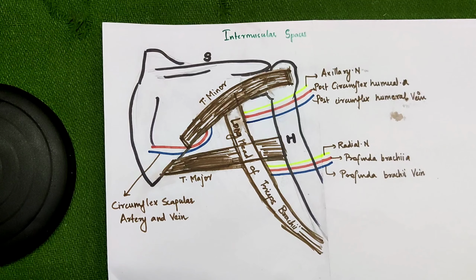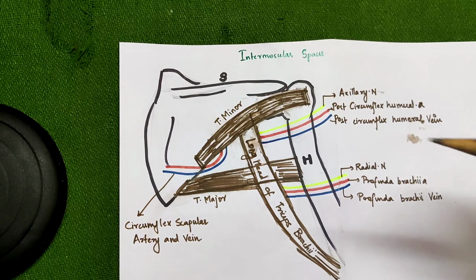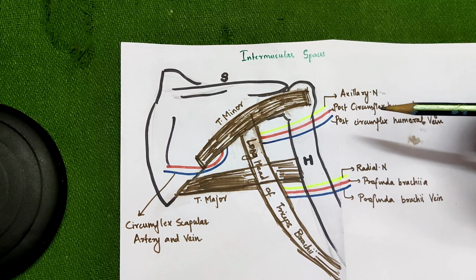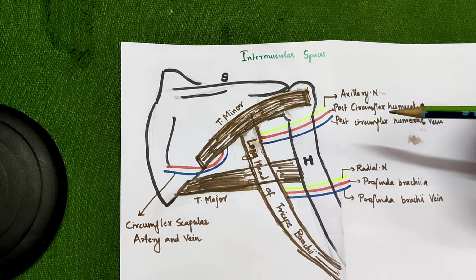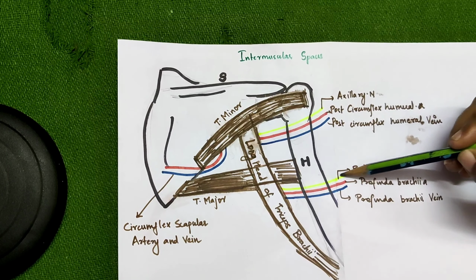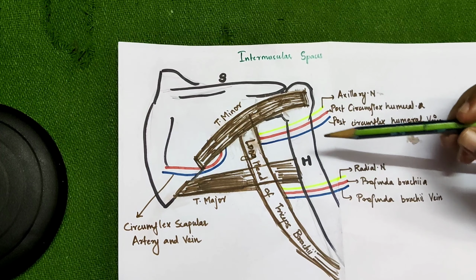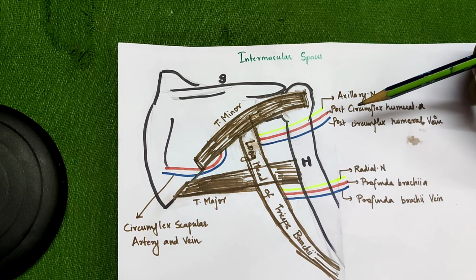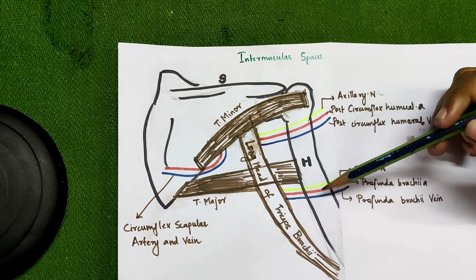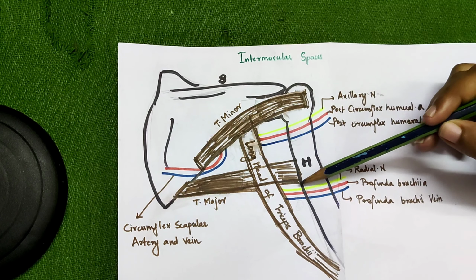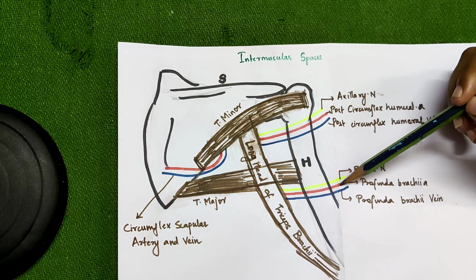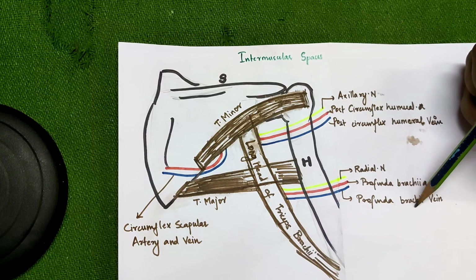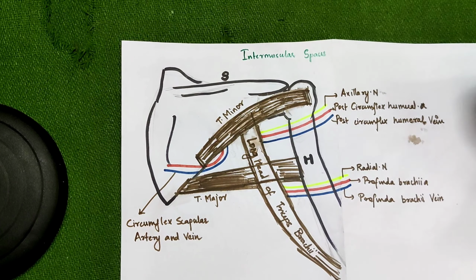Now let's see the lower triangular space. In the lower triangular space, again the arrangement of nerve, artery, and vein is NAV, that is nerve, artery, and vein. In the quadrangular space too, the arrangement was NAV. In the lower triangular space, again the contents are the radial nerve, the profunda brachii artery, and the profunda brachii vein. So we have to remember.